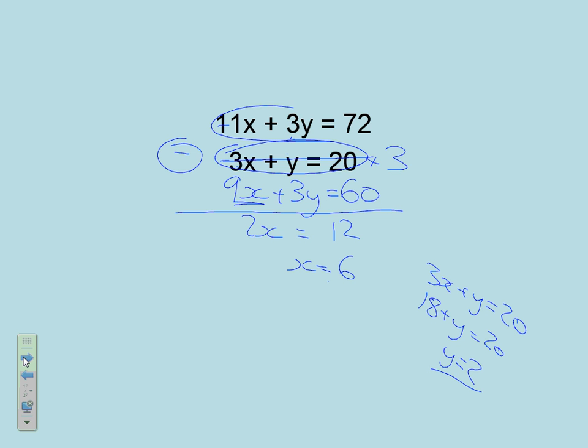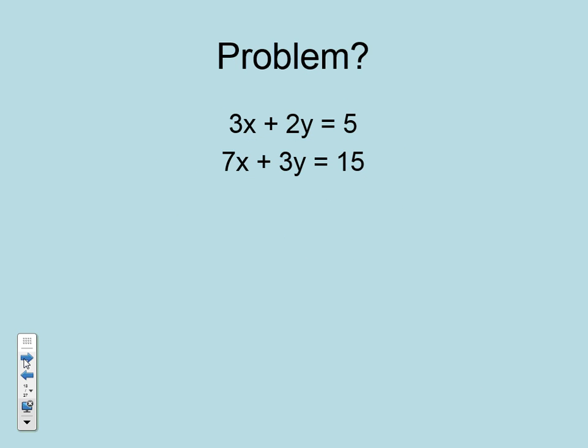Check it in the other one. So 66 from that bit there, and 3 times 2 makes 6. Yes, that's 72. We know we've got it right.